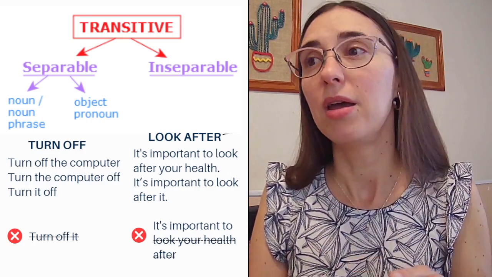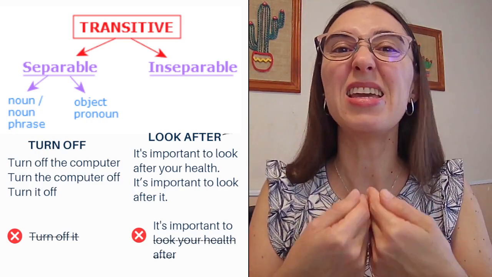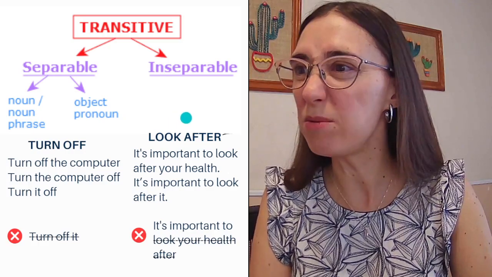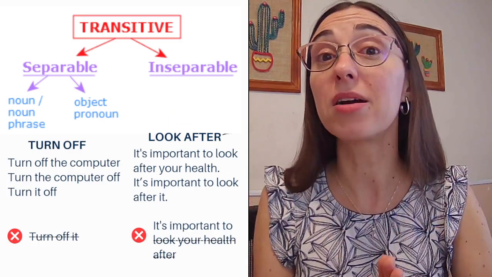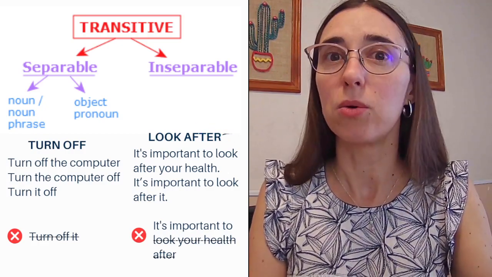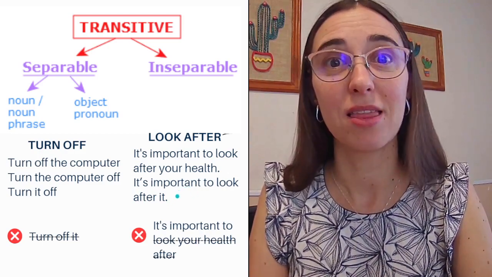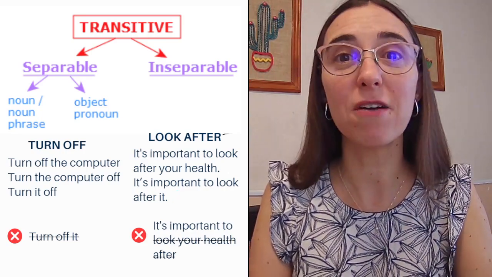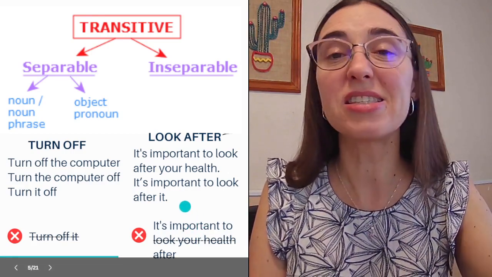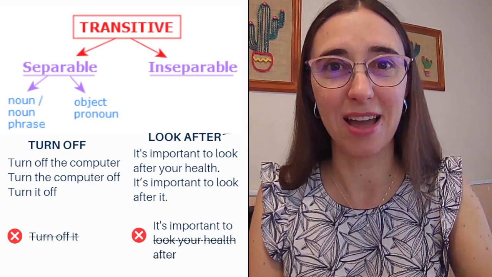That's the only thing you have to pay attention to if the phrasal verb is separable, that you cannot have this last option. If the phrasal verb is transitive, it needs an object, but it is inseparable or non-separable, the thing is that you cannot use the object in between. You cannot separate the verb from the particle. So, for example, it's important to look after your health. Now, you might also use an object pronoun, but if you do, you have to use it after the phrasal verb. It's important to look after it. You cannot use it in between. You cannot say, it's important to look your health after, or it's important to look it after.